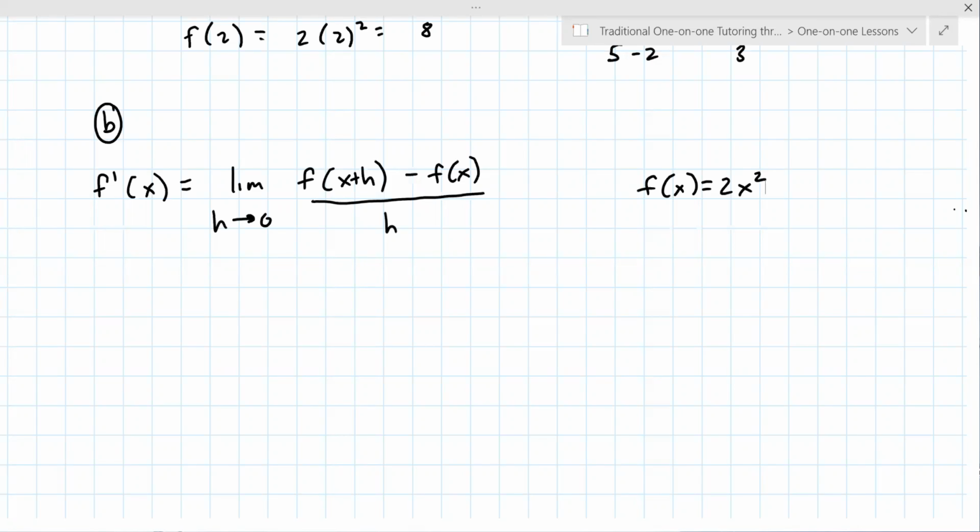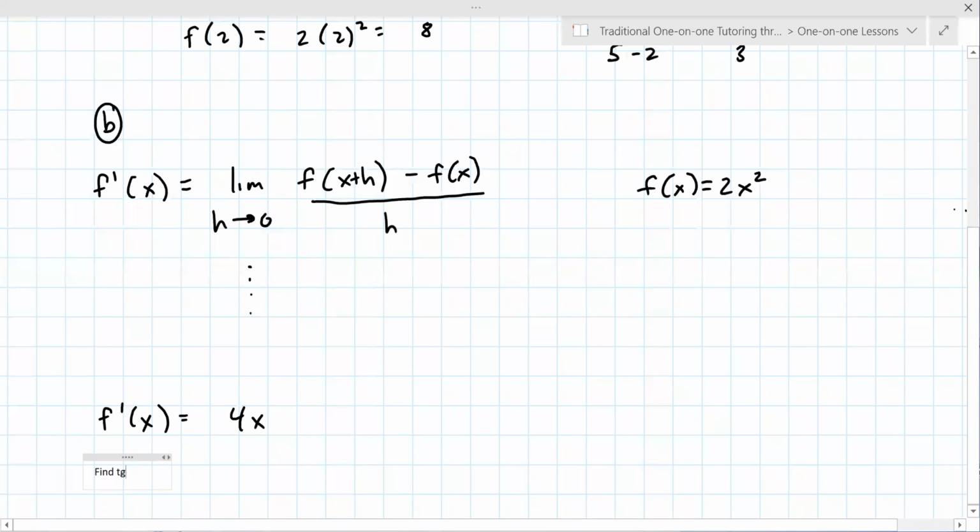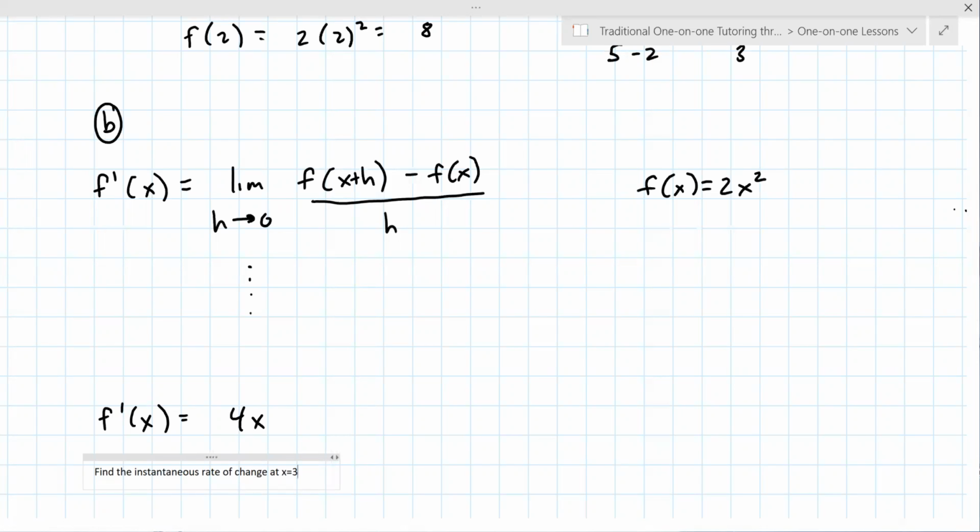So f prime of x equals 4x. Let me type the question here so you can see it. We would say find the instantaneous rate of change at x equals 3.